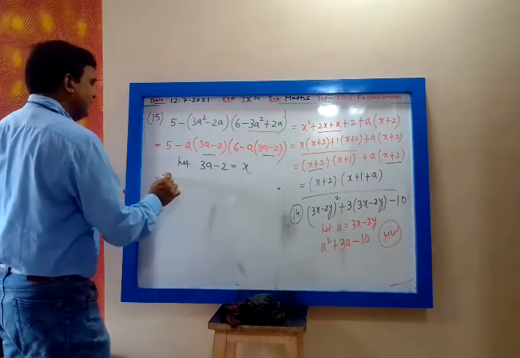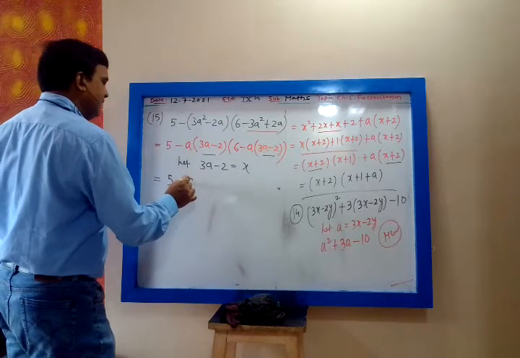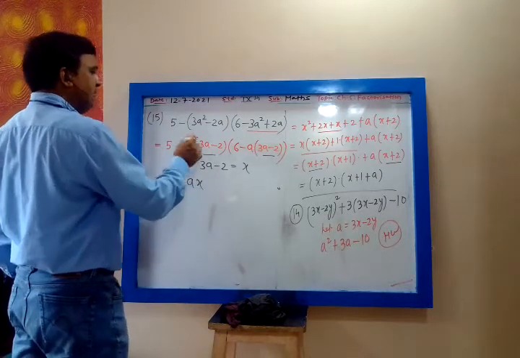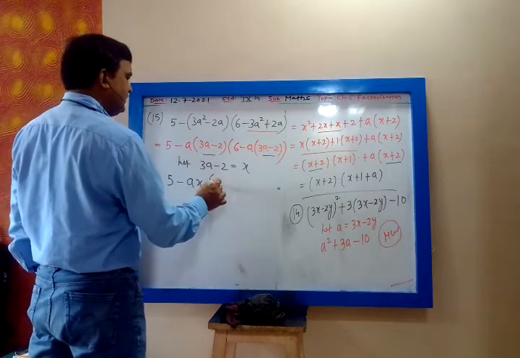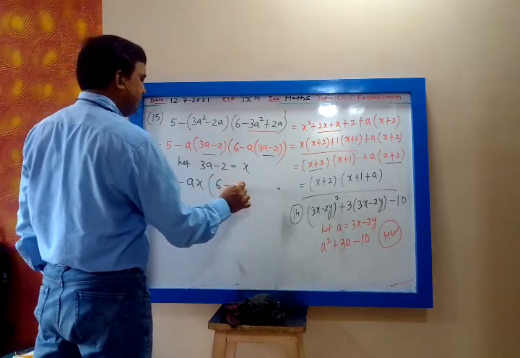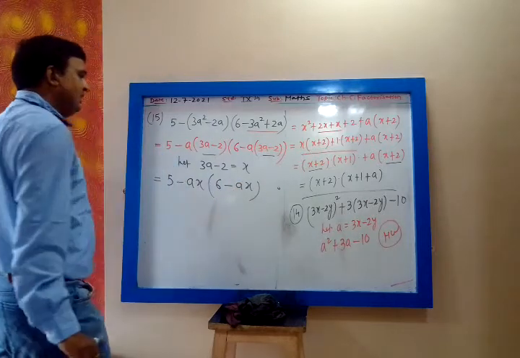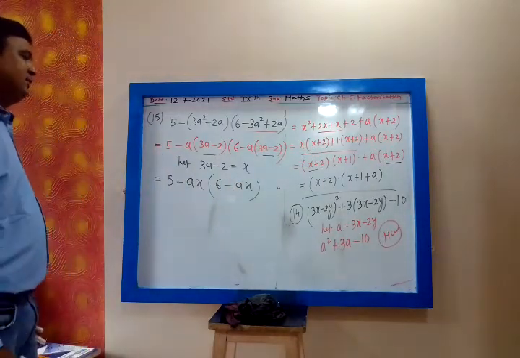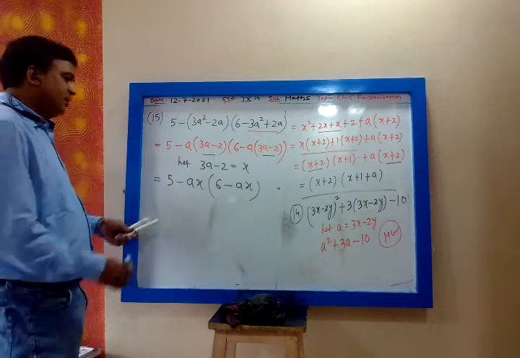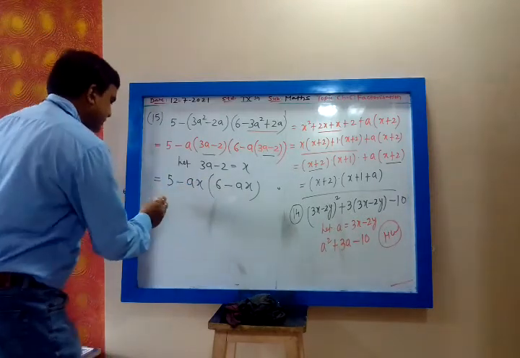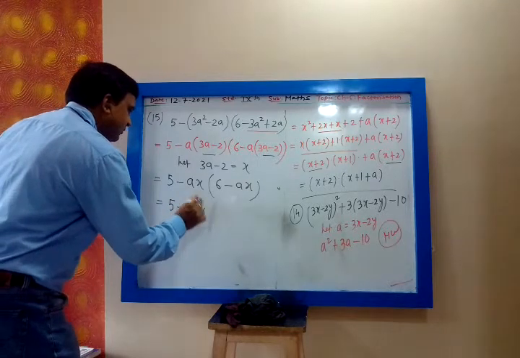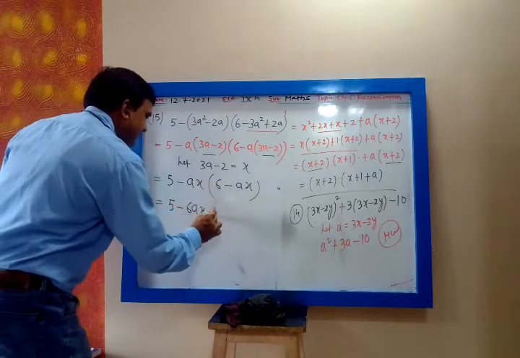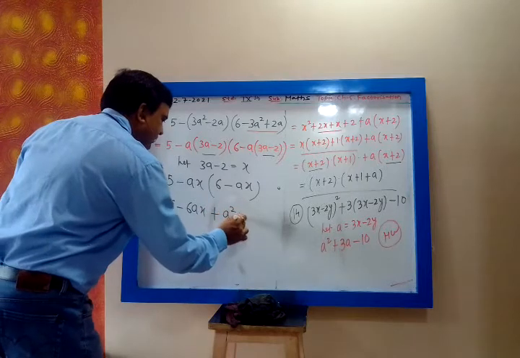And we write this equation. So that becomes 5 minus ax into bracket 6 minus ax. Okay. So now you open the bracket. So that becomes 5 minus 6ax minus into minus plus a square x square.